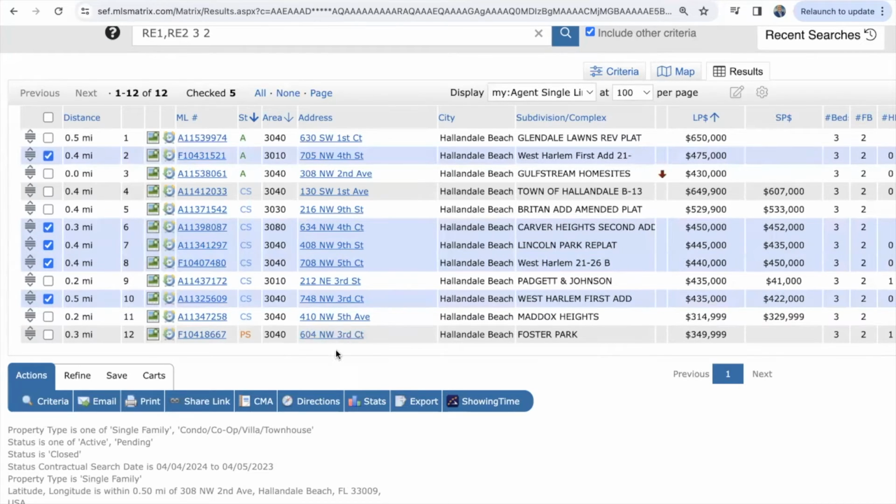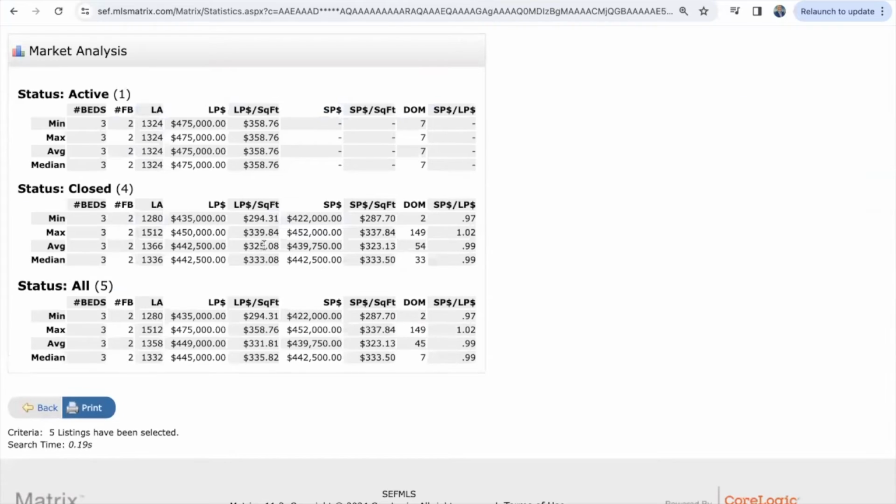All right. And then if you want to have an idea real quick, you're gonna go to stats and you're gonna go to tabular. And for a closed price per square foot, you're looking at $323 a square foot. Do me a favor, multiply 323 times 1,300. What do you got? $419,900. Okay. And that is on average.